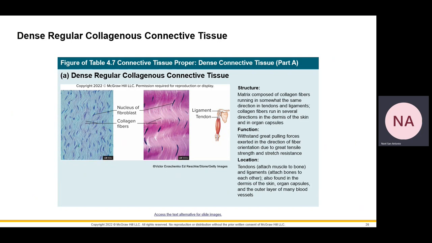And if you compare it to loose connective tissue, here the fibers are tightly packed or compact. So therefore, they are classified as dense connective tissue. The collagen fibers run in the same direction. Okay, and these are found in our ligaments and in our tendons. Because of that, they can withstand great pulling forces exerted in the direction of the fiber orientation. So therefore, they have great tensile strength and stretch resistance.